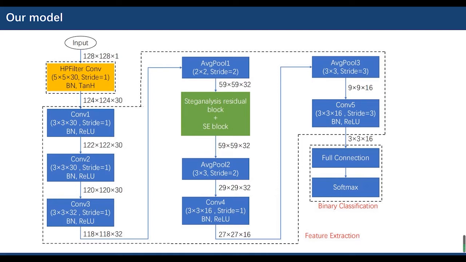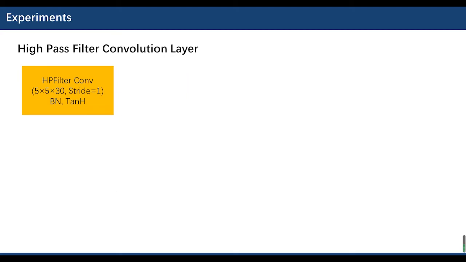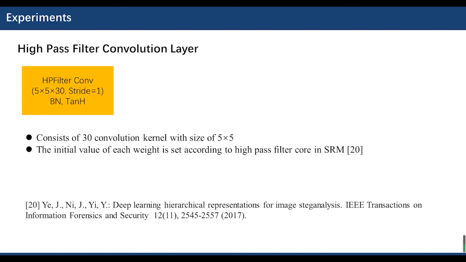Firstly, the high-pass filter convolution layer. The digit 30 here means 30 convolution kernels are adopted. And the digit 5 times 5 here means that the size of each convolution kernel is 5 times 5. The initial value of each weight is set according to reference 20. Here, TanH is adopted as our activation function.